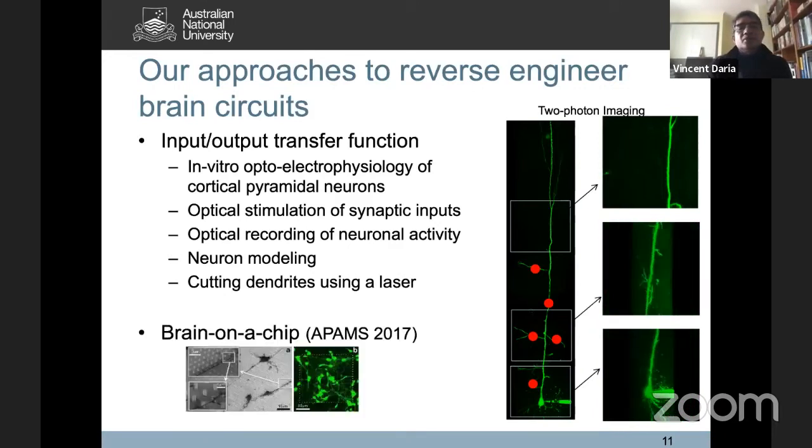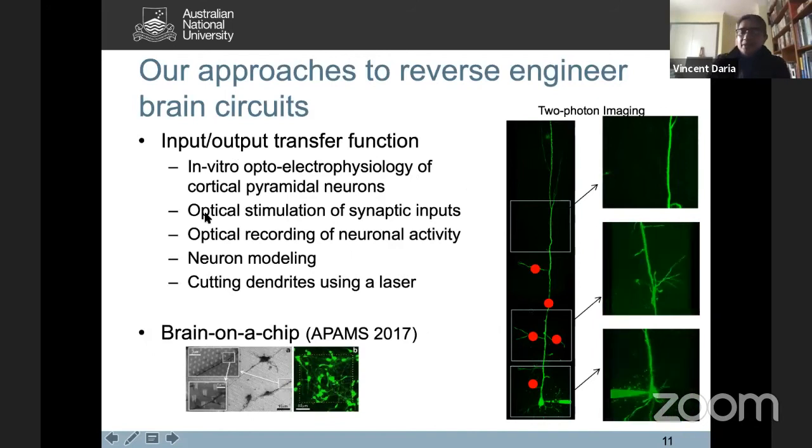Another technique to reverse engineer the brain is to grow neurons on a chip. I gave this talk at the 2017 APAMS meeting in the Philippines, but this is not the topic of my talk now. I'll be mostly discussing this upper part here. All right.